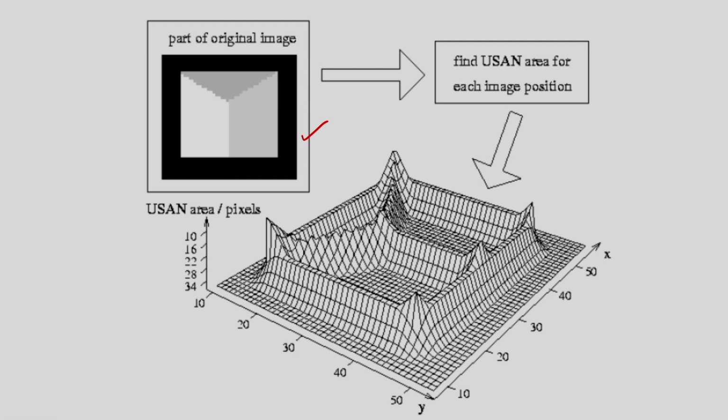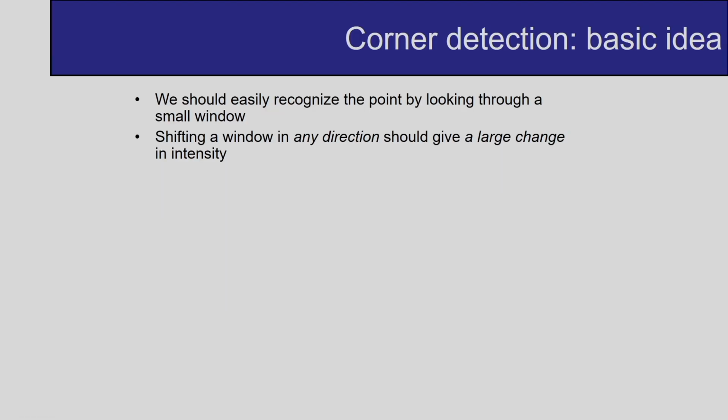You can see that for the corner points the area is minimum. You can see the area of the USAN I am determining, and this is the area corresponding to the flat portion of the image. So based on this I can determine the corner points. After this I will discuss some other techniques for determining the corner points.